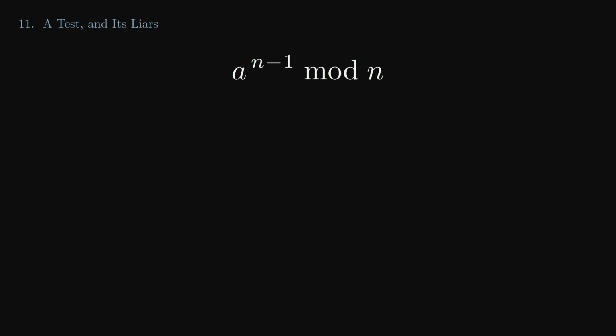If you raise a base to 1 less than your number, divide, and the remainder is not 1, then the theorem has been violated, and your number cannot be prime. It has been caught. That direction is airtight. A failure is a certificate that the number is composite, no exceptions. The trouble is the other direction. Landing on 1 does not guarantee a prime.